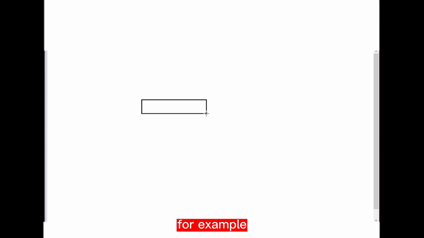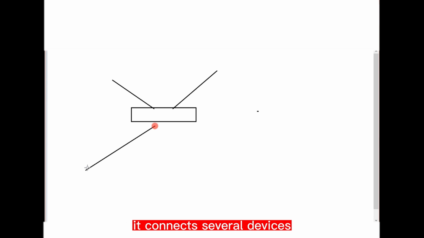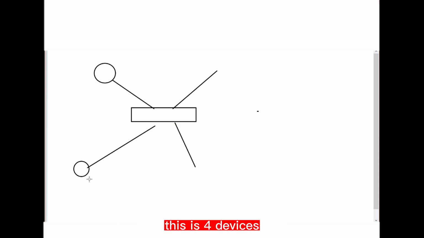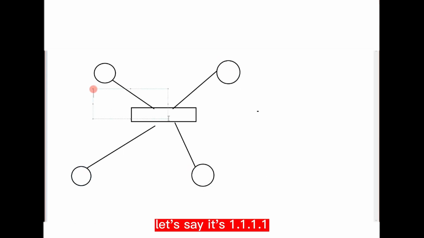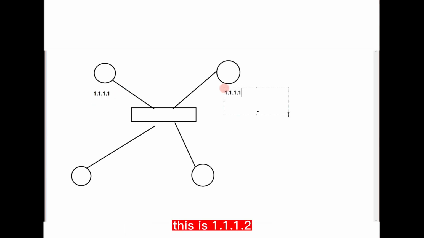Let's move on to a question. I will draw a picture. For example, this is a switch. It connects several devices, some routers. This is 4 devices, a little ugly. Let's say this is 1.1.1.1, this is 1.1.1.2, this is 1.1.1.3, and this is 1.1.1.4.